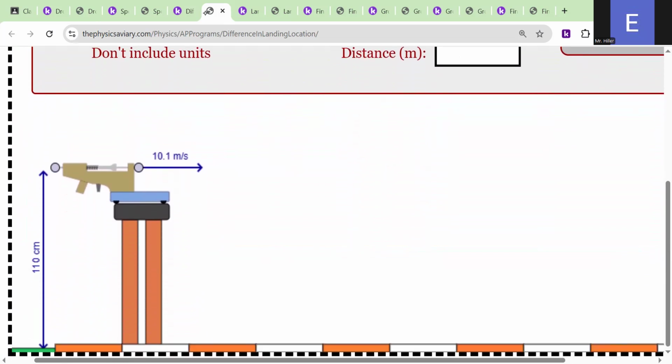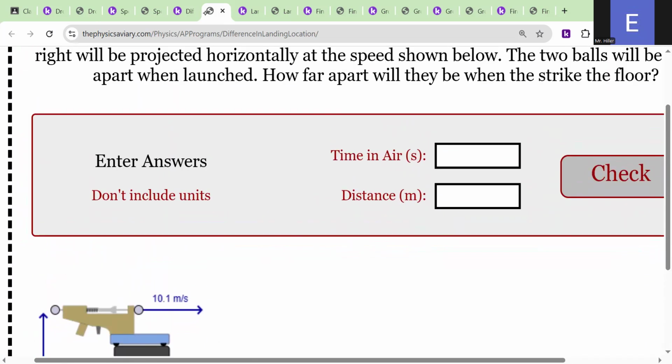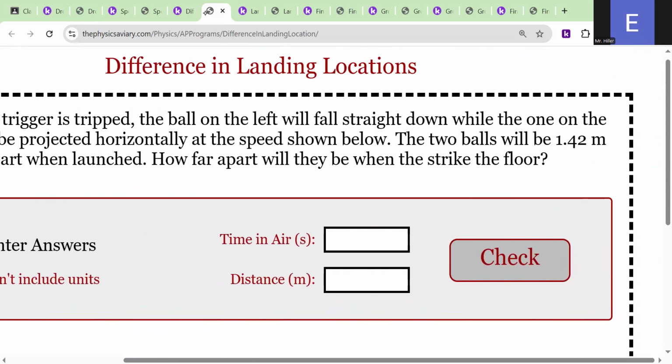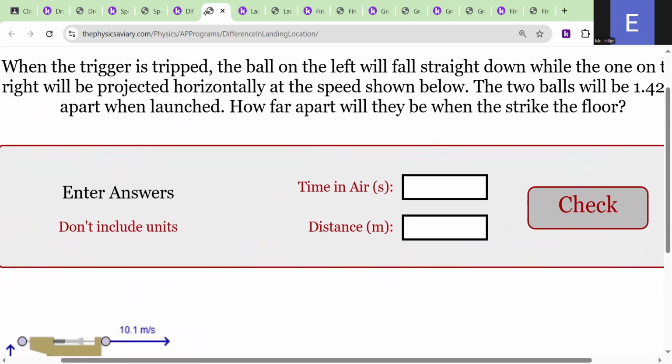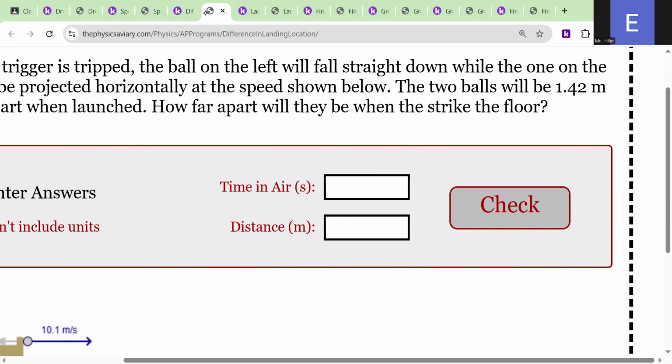Please note that when you find the horizontal distance of the projectile that's launched, you have to add it to the distance that's given in the problem. So in my problem, it says the two balls are 1.42 meters apart when launched. So you will have to add whatever that distance is to your horizontal distance of the projectile.